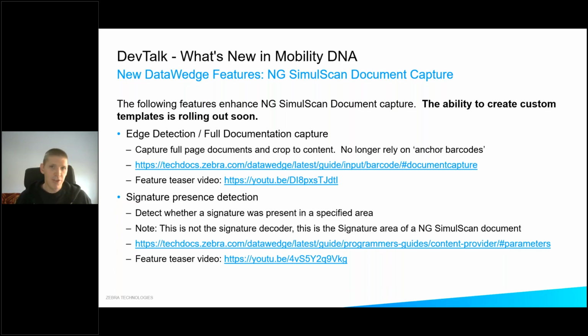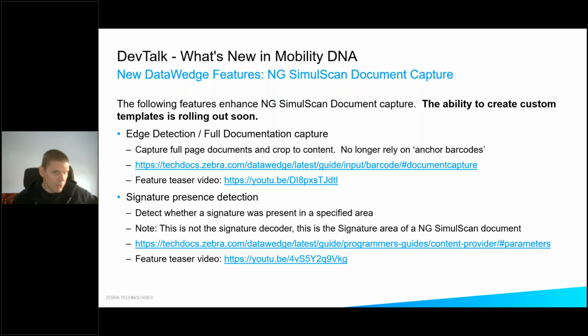You can now capture the full document. We'll continue pretending this is a document. It does edge detection automatically for you and crops out anything that's not part of your document. And you get it returned in your application through a content provider, I think it is. And there's a sample to show how you do a signature capture with a content provider. So that's capturing an image.